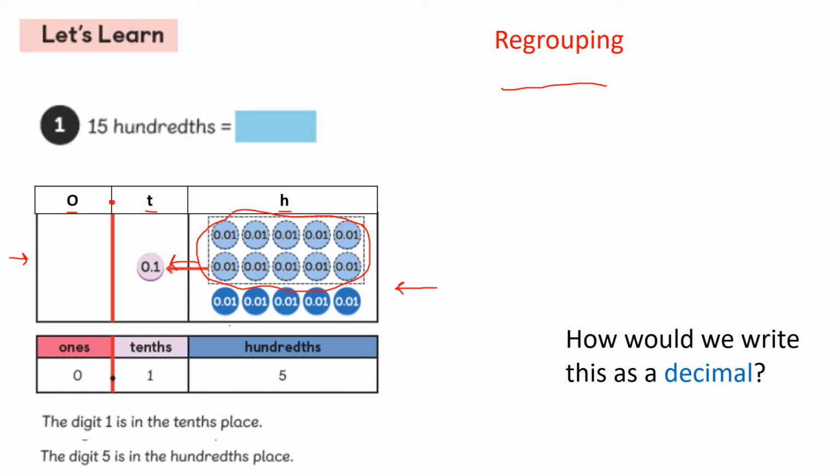Let's go column by column. So first of all, we can see in the hundredths counter, we have got only 5 of the hundredths discs left. So we've got a 5 there. We can see that the digit 5 is in the hundredths place. And because we've regrouped 10 of those discs, we've now moved them over to the tenths column. And we can see that we've got 1/10 in the tenths place. We've got our decimal point and we've got 0 in the ones because we've got no ones. Now, how would I write this as a decimal? Let's listen on.